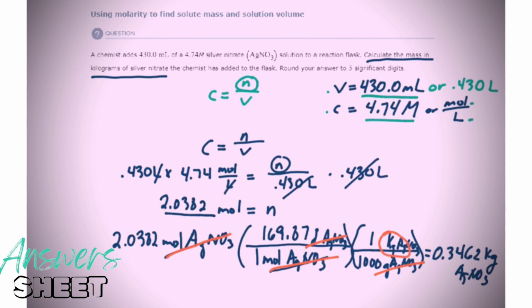Well, I need my answer to be rounded to 3 significant figures because that is the limitation of my initial values. And so this rounded to 3 significant figures would be 0.346 kilograms. And I have my final answer.